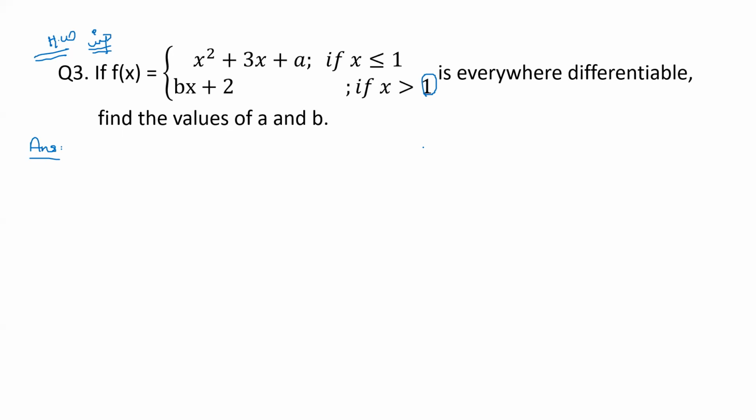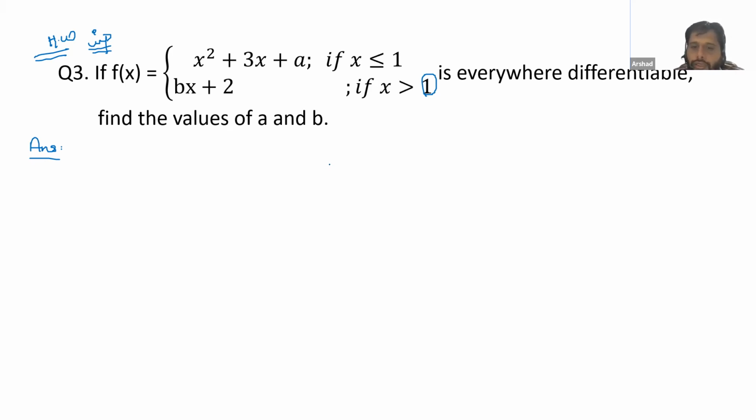Okay, Umir, good. So Umir, we have just started this question. Please try to solve it. In this question, they are saying that this function is differentiable at x is equal to 1. Sorry, they are saying that this is everywhere differentiable. That means it is also differentiable at x is equal to 1. Okay. So please find LHD at x is equal to 1. Please find RHD at x is equal to 1 and equate these two.